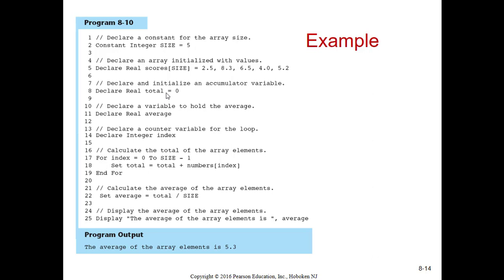Then they're initializing the accumulator variable. And then they declare the average variable. Then they declare the index variable. And then they're doing a for loop. For index equals 0, that's to tell it to start at the first element, to size minus 1. So it's going to start at the first element, go all the way to the end, and then they're just accumulating. Same way you have been doing accumulators all throughout this book. You take the accumulator, which is total, and say equal to the same accumulator plus the element in the array. After it goes through all the elements in the array, then it's going to get the average on line 22. Line 25 is going to display it.